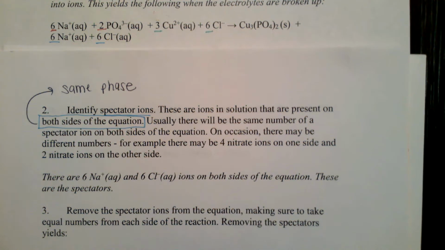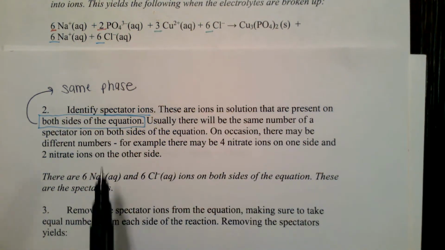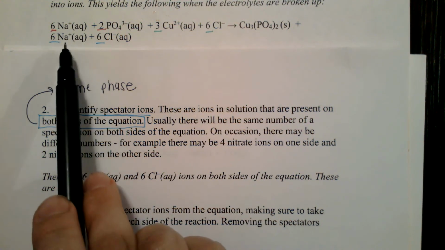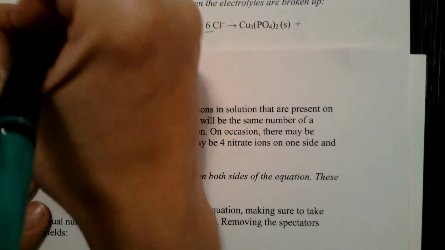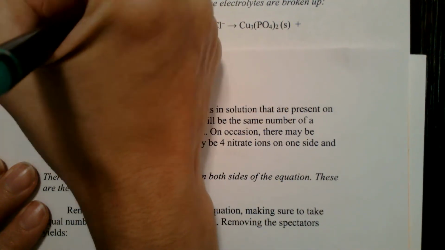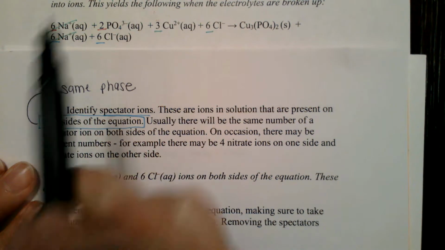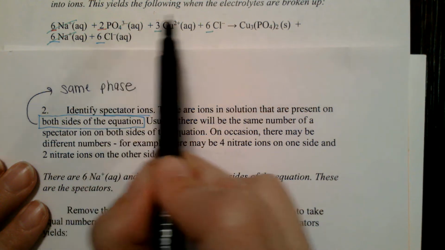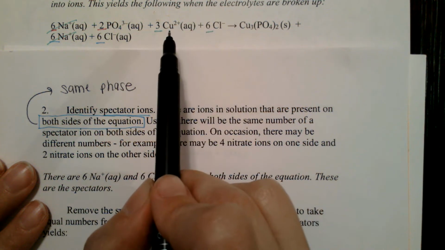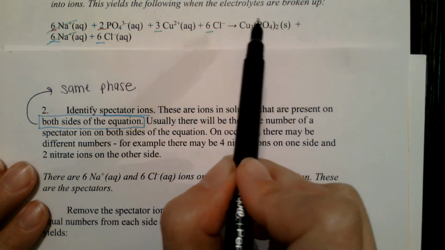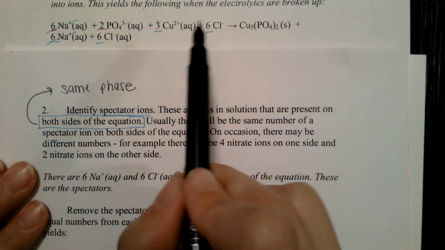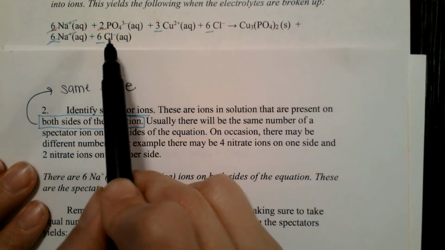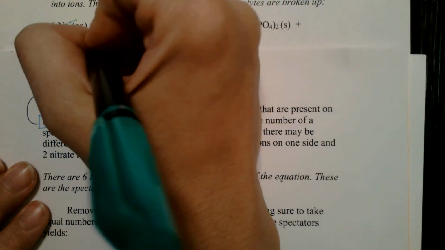So they can't be, say, one solid and one liquid, or one aqueous and one solid, or something like that. Okay, so if we look at what we have above, we have 6 Na plus aqueous. These are exactly the same. So these are called spectators, so I'm going to cross them out. One's on the left side of the arrow, one's on the right side of the arrow. If we look, phosphate is an ion here, but now it's a solid here. Copper is an ion here, but now it's incorporated into the solid here. So these are not going to cancel each other out. But if we look, we have 6 Cl minus and 6 Cl minus here, both aqueous. Those ones do cancel out.